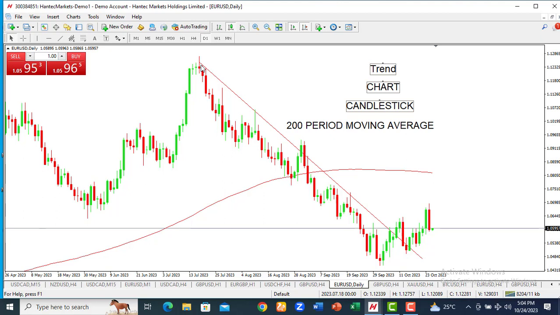Now this is my first touch, right? This is my second touch here. This is my fourth touch. This is my fifth touch. So trying to make the sixth touch, what happened? The market broke the trend line.